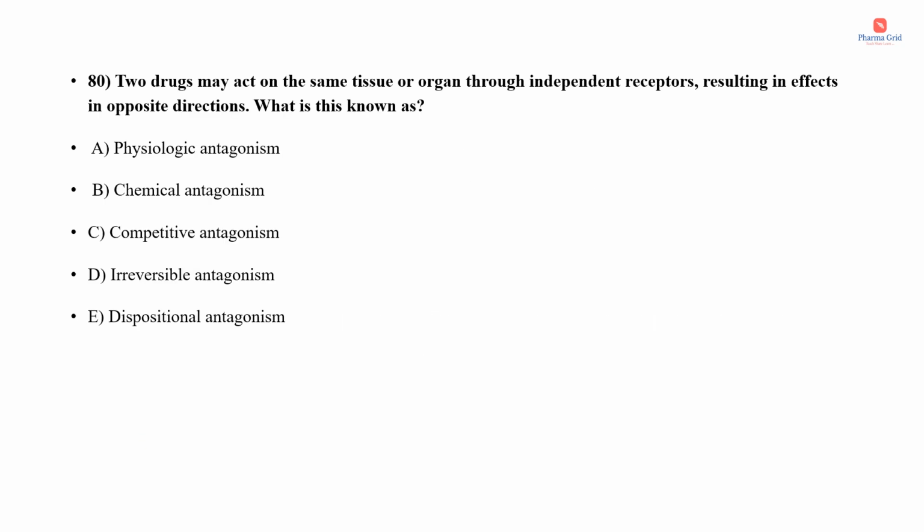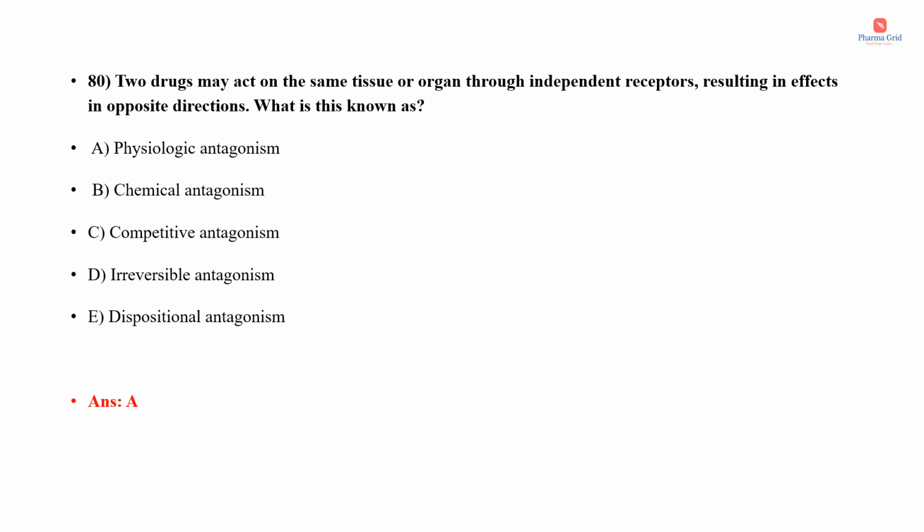Question number 80. Two drugs may act on the same tissue or organ through independent receptors, resulting in effects in opposite directions. What is this known as? The options are physiologic antagonism, chemical antagonism, competitive antagonism, irreversible antagonism, dispositional antagonism. Here, the correct answer is option A, that is physiological antagonism.